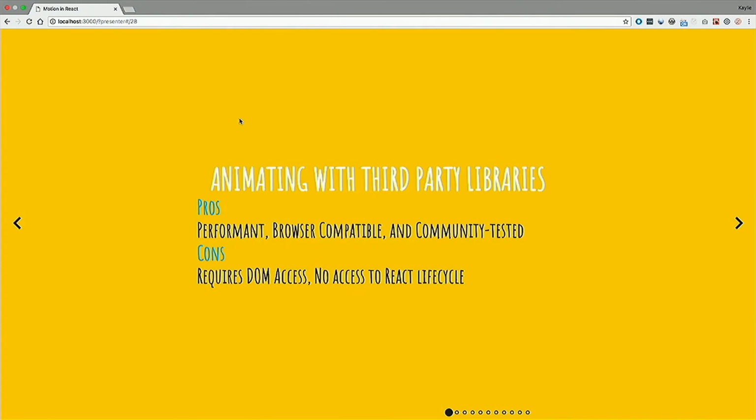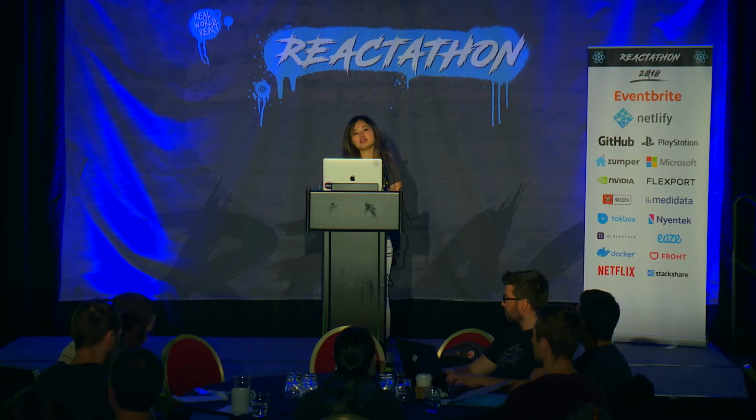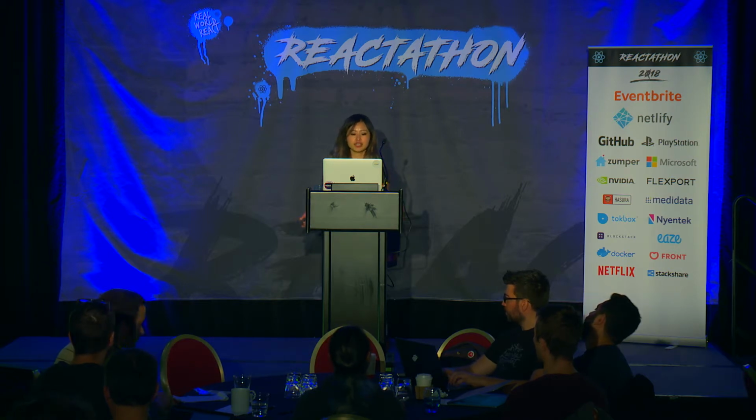The pros of using these third-party libraries is that they're community tested, right? They have been around for a while, which means the maintainers and the authors have dealt with issues around browser compatibility and performance. The con of using these is that it requires DOM access, right? And as React developers, we feel a little icky about doing that. It's a similar problem that you run into when you're using a charting library like D3. You have to allow these libraries to kind of hijack the DOM for you. And you also don't have access to the React lifecycle.